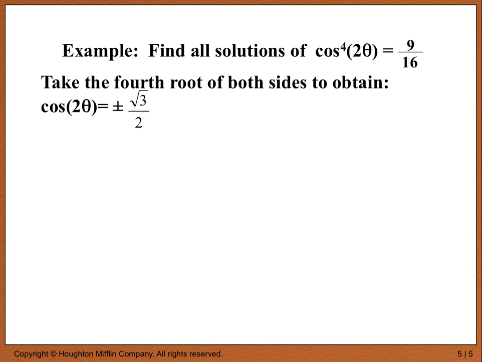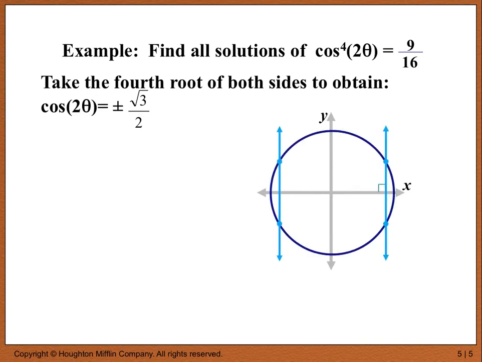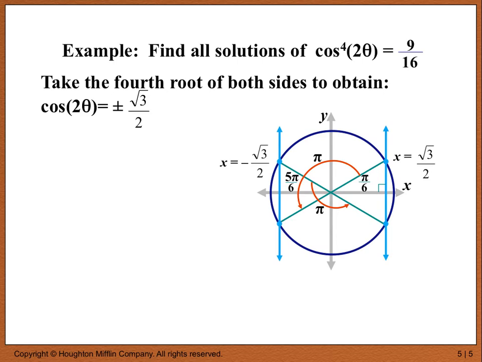That's the main strategy. We took the fourth root of both sides to obtain cosine 2 theta equals plus or minus root 3 over 2. And you can quickly verify that on your unit circle. You'll see that the x-coordinate of root 3 over 2 is at 4 different points on the unit circle. Let's see where those 4 points are. You look at your unit circle, and you're going to see that it's at these 4 points, and you can verify this.